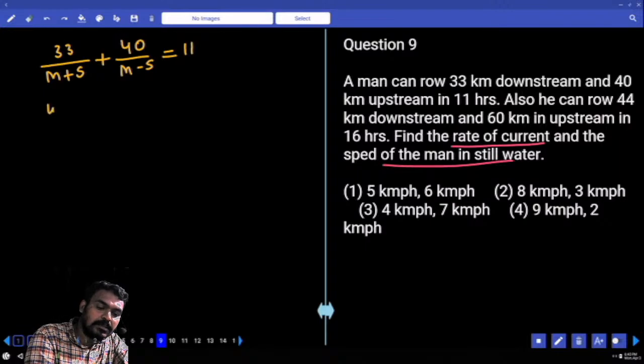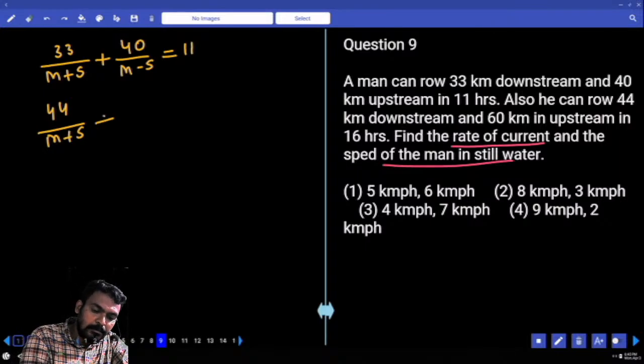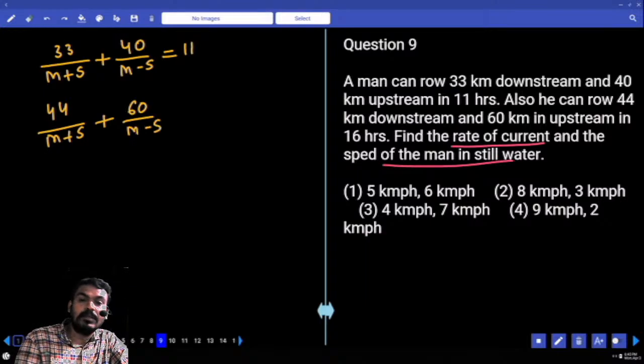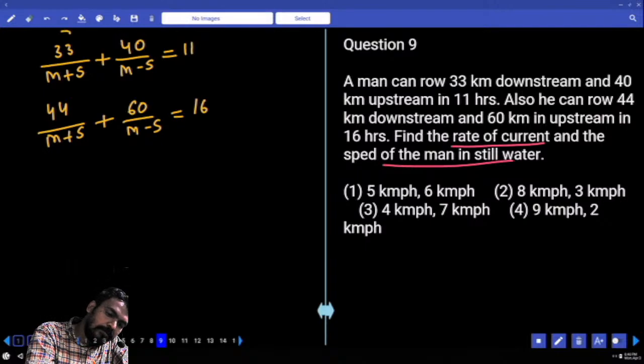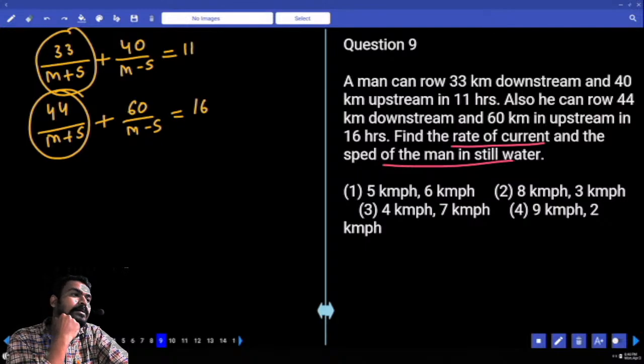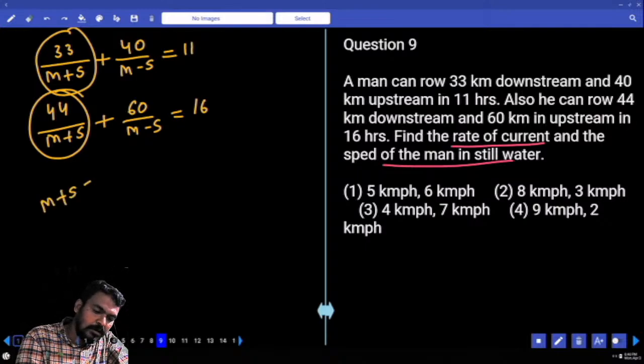Next, what is the second case distance? 44 kilometers downstream, 44 by M plus S, plus 60 kilometers upstream, 60 by M minus S. These two are added to get the total time. How many hours? 16 hours. Here also will time be maximum or minimum? Maximum. Obviously speed values are minimum. Okay. What is the first term? 33 by M plus S. Second one 44 by M plus S. What is the common factor in the numerator? 11. Denominator common factor? M plus S. Then M plus S equals how much? 11.